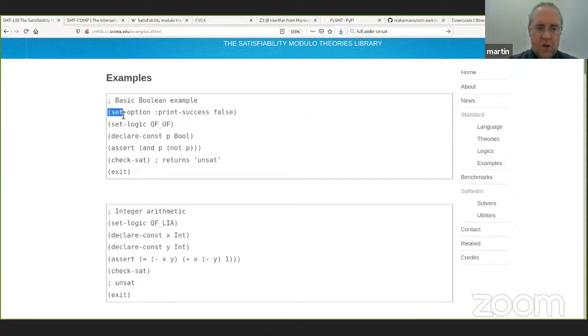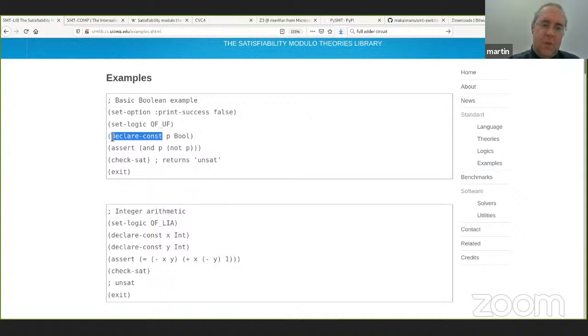The first one is just setting an option, which is saying you don't have to tell us when a command succeeds. Then you've got your set-logic. That's the logic string I was talking about, in this case, quantifier free uninterpreted functions. So the solver can at that point say, hey, I don't support that, sorry. Or you can filter down and say, we're only going to do this particular logic, which combines these particular theories.